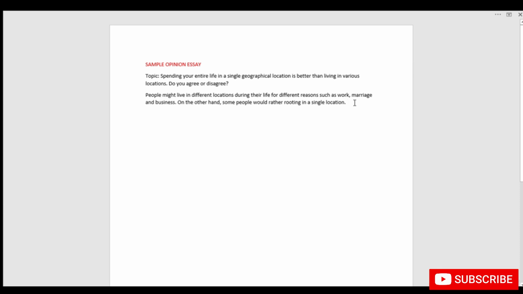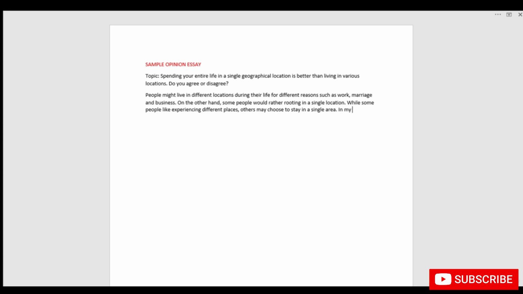So I'm going to continue to describe the situation. While some people like experiencing different locations, or instead of saying different places, it is better to paraphrase the question a little bit. So I say, while some people like experiencing different places, others may choose to stay in a single area.